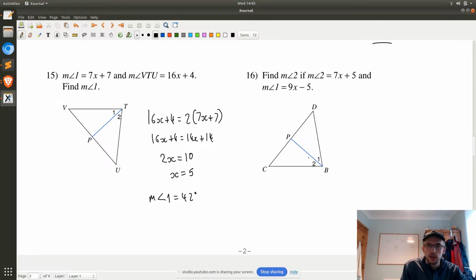Now find the measure of angle 2. If it's 7x plus 5, and the measure of angle 1 is 9x take 5, so equate them. Then 2x take 5 equals 5, so 2x equals 10, so x equals 5. But we need to find the measure of angle 2. So sub, and the measure of angle 2 is 19. No, that's wrong. The measure of angle 2 is 40. And check. And that's correct. And that's good.